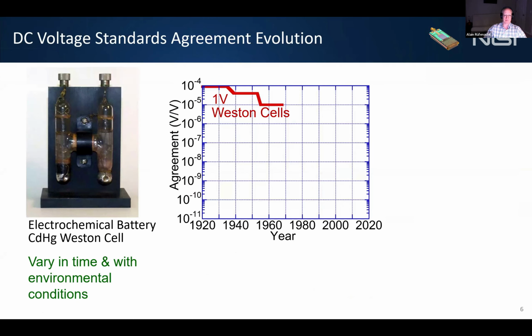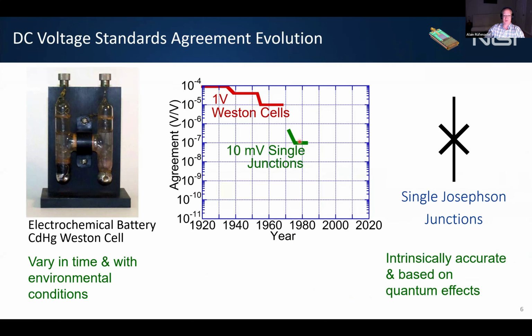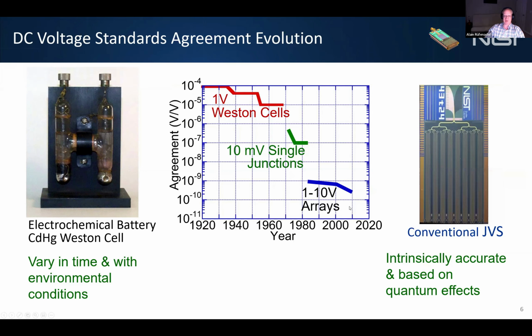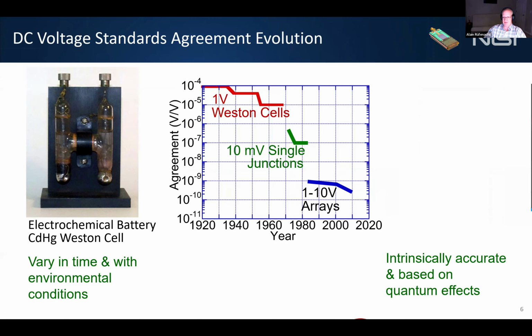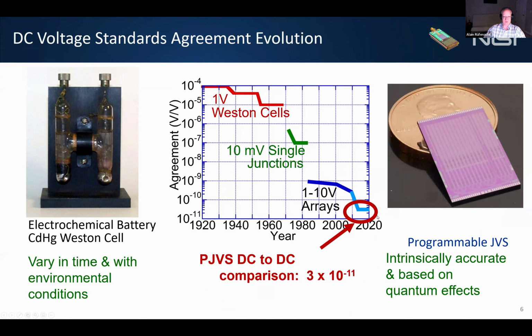Now, how did the agreement evolve with time? We started with Weston cells, and as I mentioned earlier, we're at the 10 to the minus 5 level. With the first junction, there was already a 2 order of magnitude improvement in the agreement between two different labs or two different systems. And finally, with the first conventional arrays, the agreement went to 10 to the minus 9. It was probably limited by the fact that the conventional array is hysteretic, so there are step jumps and some other effects. But with the arrival of the PJVS, which is programmable, we now have intrinsically accurate voltages, and the agreement went down to 3 parts in 10 to the minus 11.